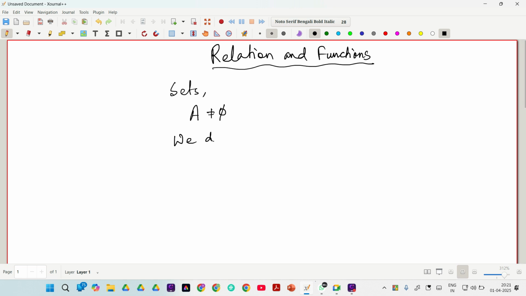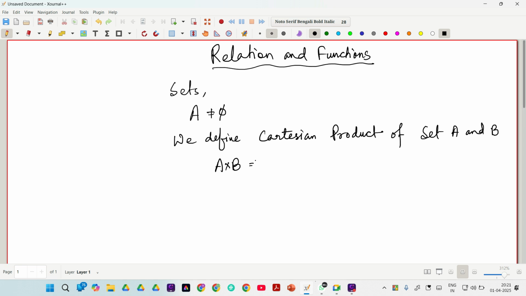We define the Cartesian product of two sets, set A and set B. It is denoted by A cross B, and it is defined by the ordered pairs (a, b) such that a belongs to capital A and small b belongs to capital B. That means this is the ordered pair a comma b, where the first element is from set A and the second element is from set B.